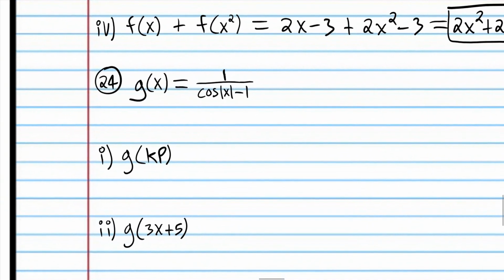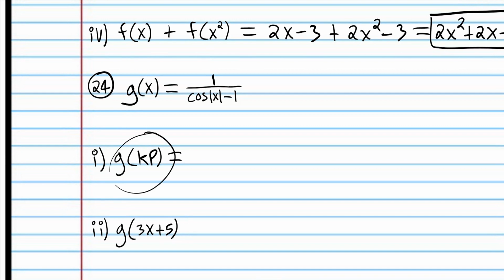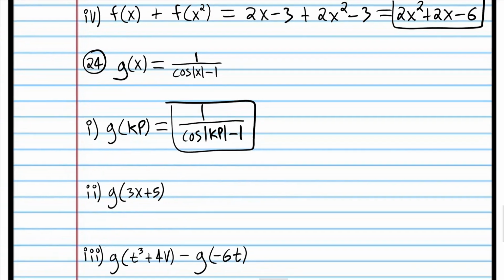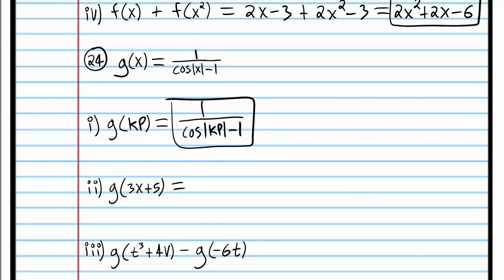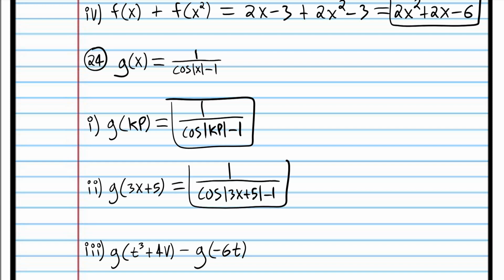Alright, so let's try another one. We have a function g of x, and we're asked to find g of kp. So what this means is that we just write the exact same thing that we have up here, but instead of x, we write kp. So very easy. So let's try another one. We're going to write the exact same expression that we have up here, except instead of x, we're going to write 3x plus 5. We still have the absolute value symbols.